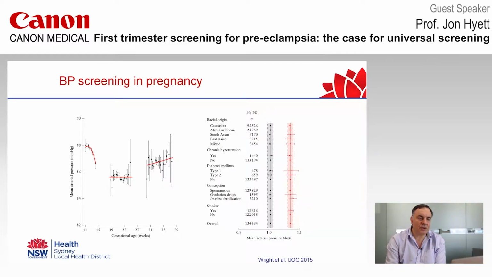And you can convert those on the basis of different maternal characteristics. You can see on the right: racial origin, chronic hypertension, diabetes, conception, smoker. So you can take your raw data and then convert it into what's known as a MoM value. And when you use those characteristics to produce MoMs, you can see that the preeclamptic group, on the right-hand side in red, have higher MoM values for blood pressure.